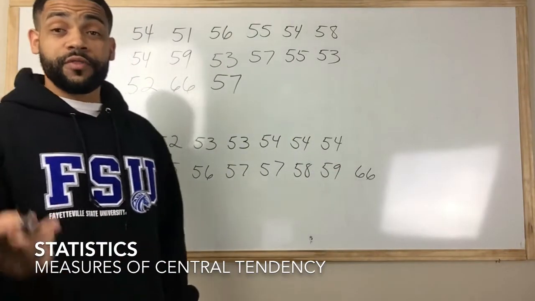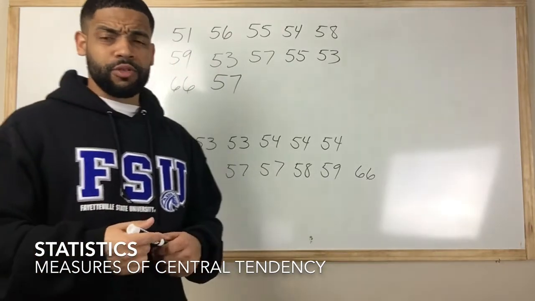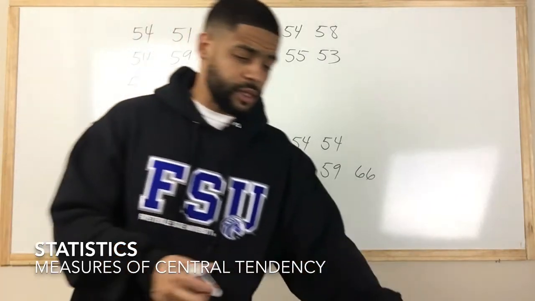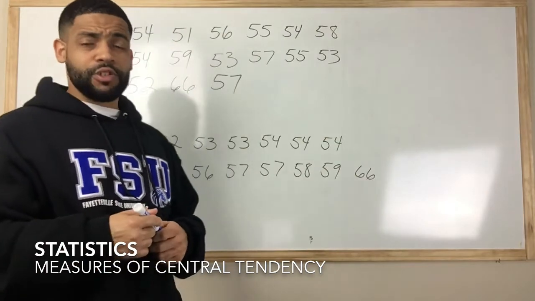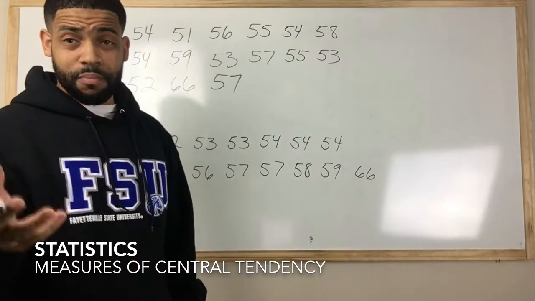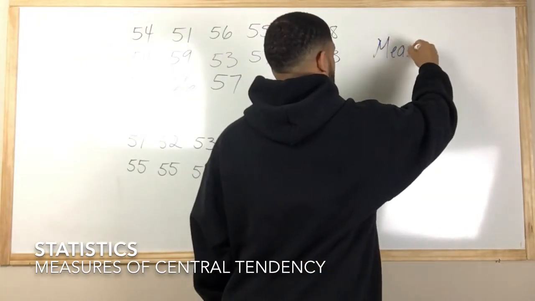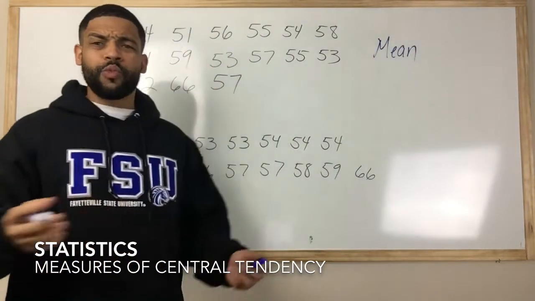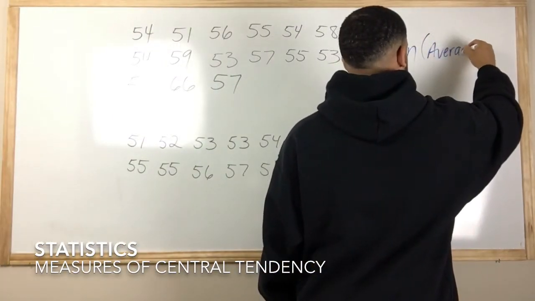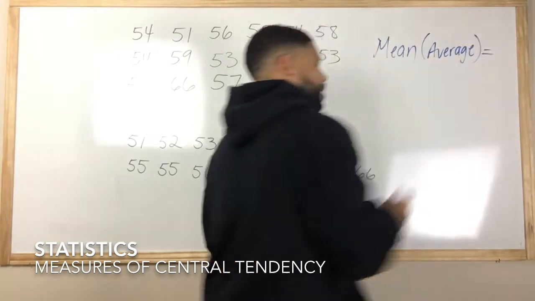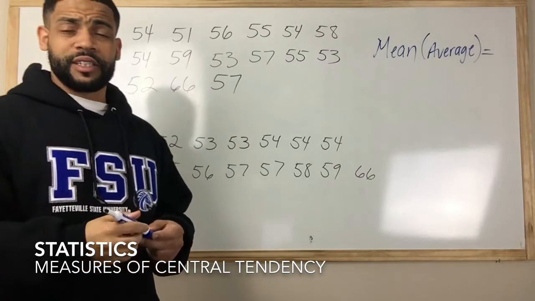All right, now we're going to find the measures of central tendency. The most commonly used ones are the ones we're going to talk about today. Probably the most commonly used measure of central tendency is the mean, or the average. When we find the mean of a set of numbers, we add all of the numbers in the data set up and find the sum of all the numbers.